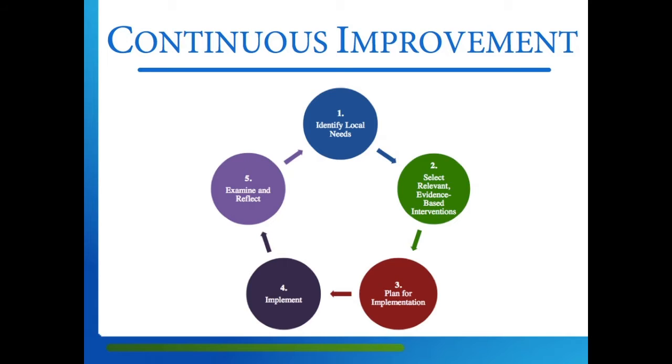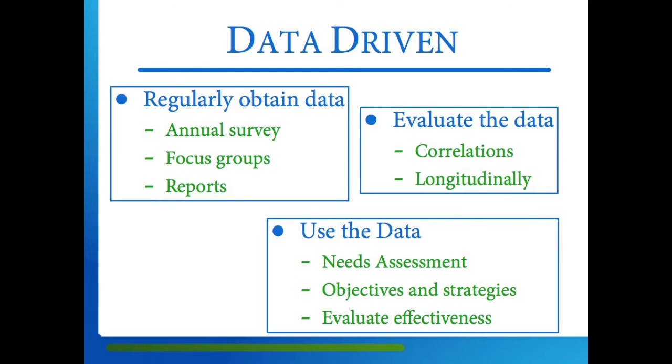This graphic is from a very helpful Department of Education document and describes a continuous improvement cycle, identifying local needs, using evidence-based best practices, planning for implementation, implementing, and then the most important step of examining and refining and reflecting on what you're doing. The information on this slide is exceptionally important.